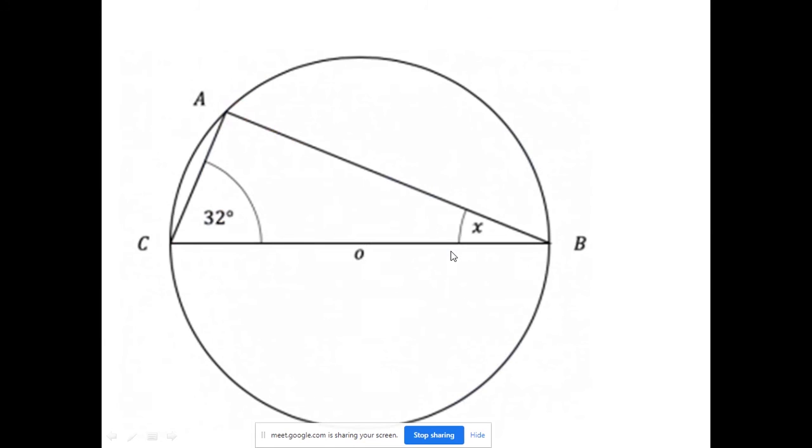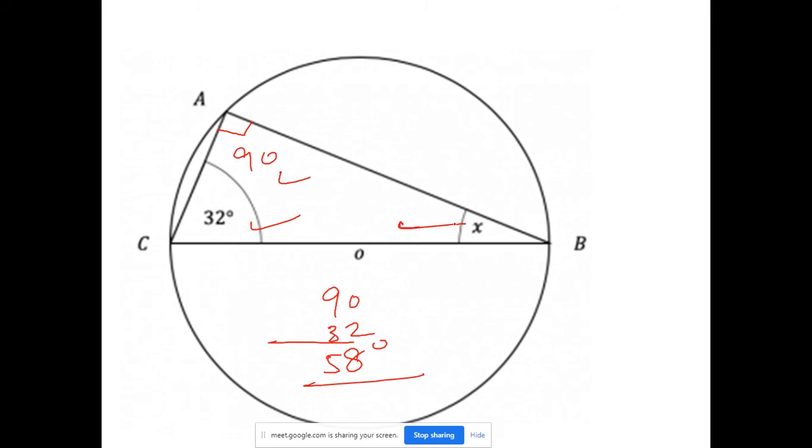Okay, similarly, what is the measure of angle X? The total sum is going to be 180. 90 plus 32 plus x would be 180. So x would be 90 minus 32. 10 minus 3 is 7, and 8 minus 3 is 5, so 58 degrees. So x would be 58 degrees. A would be 90 degrees.